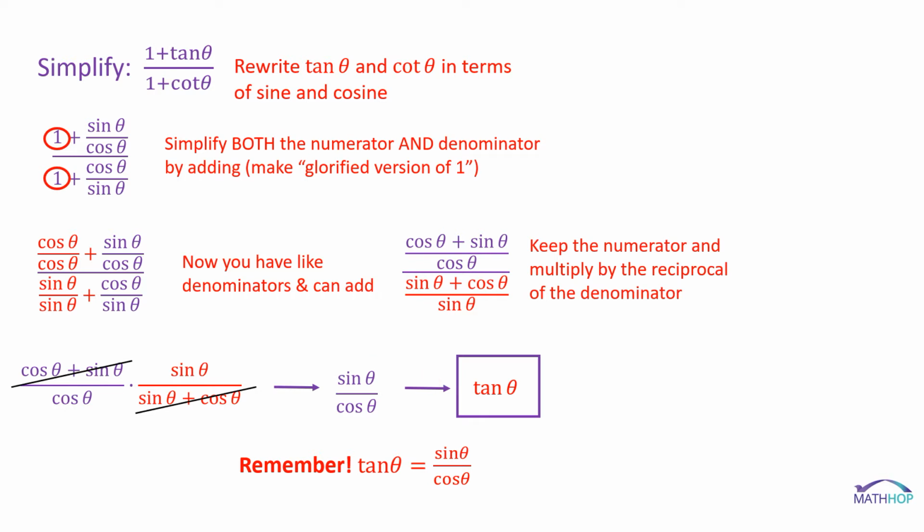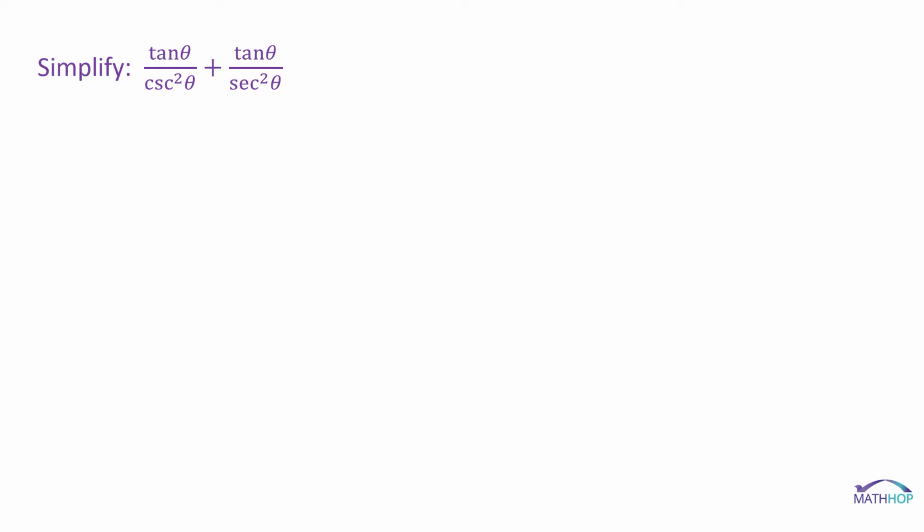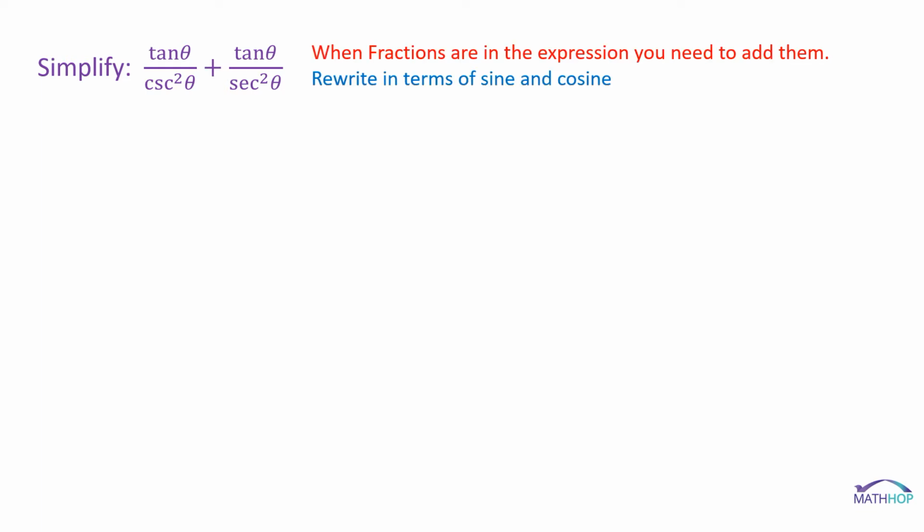All right, let's do one more. We have tangent of theta over cosecant squared of theta plus tangent of theta over secant squared of theta. And again, whenever we're presented with fractions in these trigonometric expressions, we will need to add them. But first, we're going to rewrite them in terms of sine and cosine.